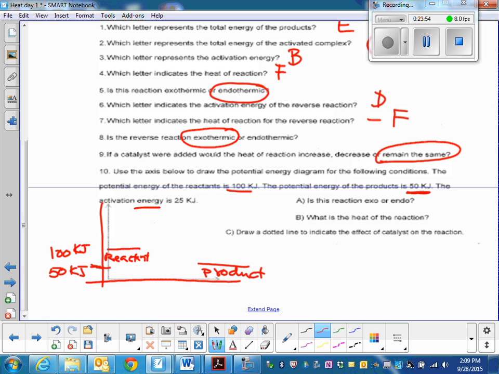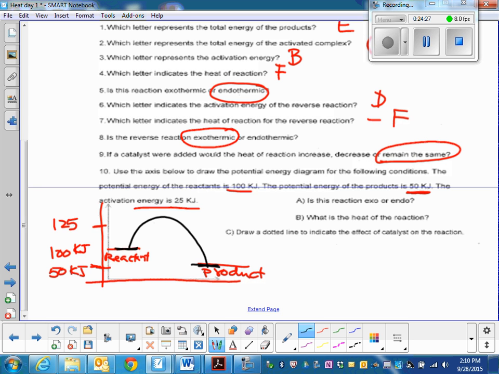What is the activation energy given here? 25. Is it 25 more than the reactant, or is it from the base 25? What is it? It's from the reactant. So it's actually 125. And I see my jump going this way. Is that right? Do you agree? Yes or no? Okay. So given that, Parker, I have drawn my graph now.